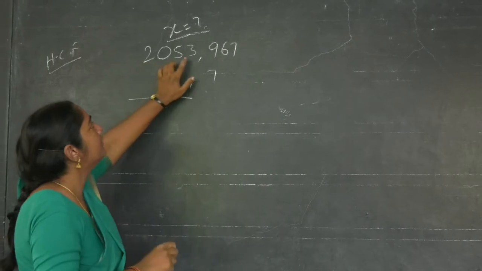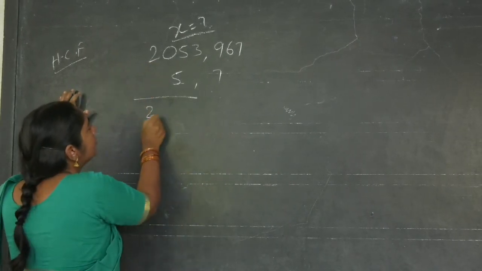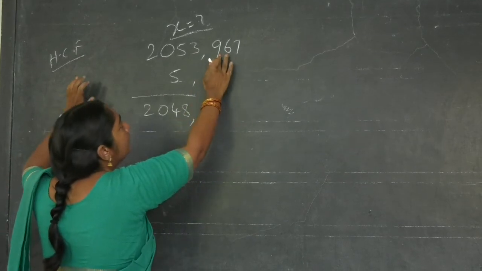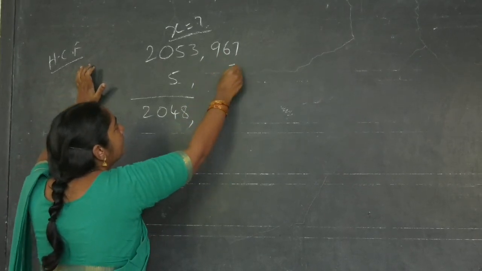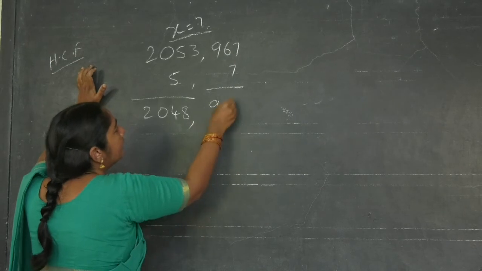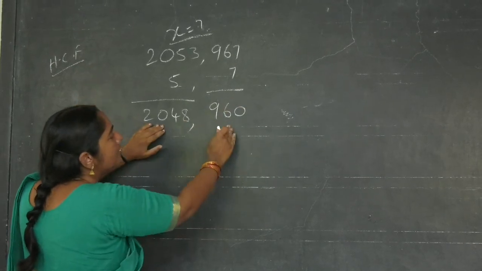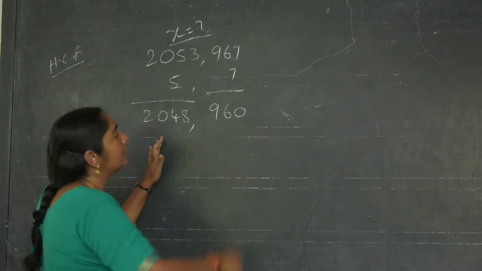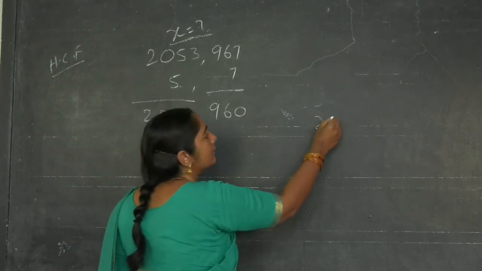So 2053 minus 5 is 2048, and 967 minus 7 is 960. Now we have these two numbers, and we have to find out their HCF. With that our work is going to be finished.